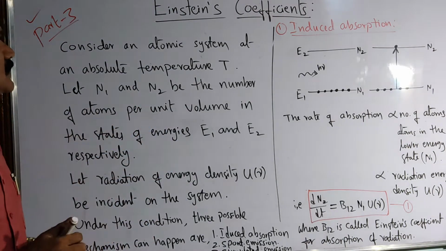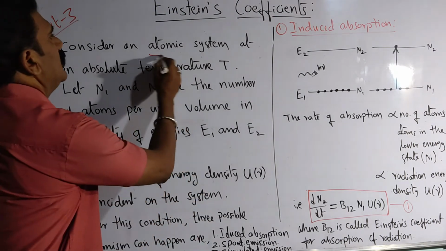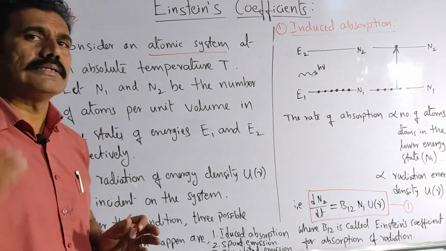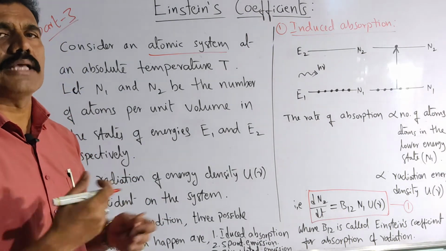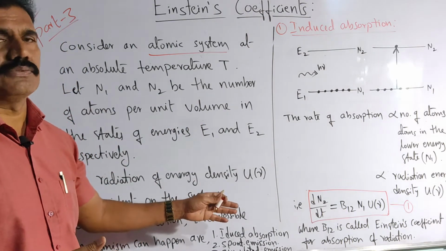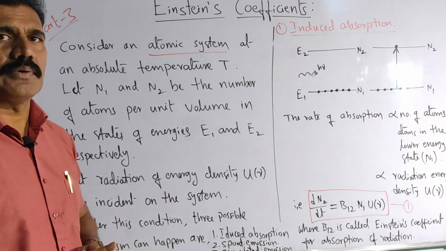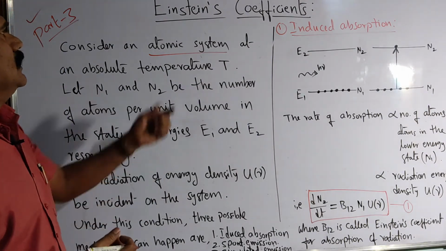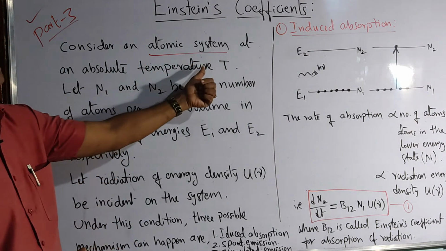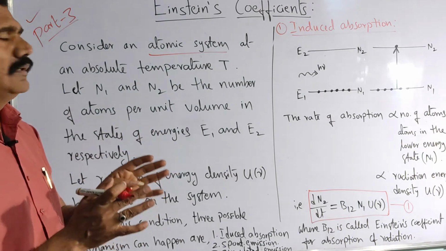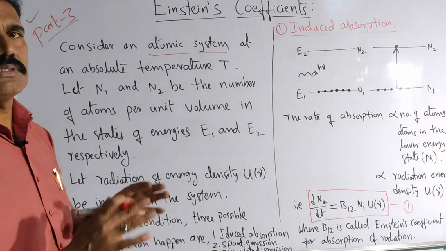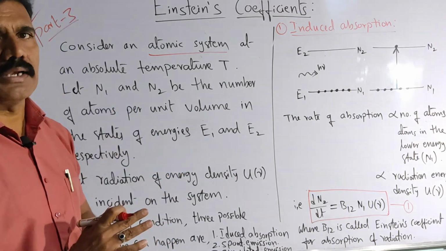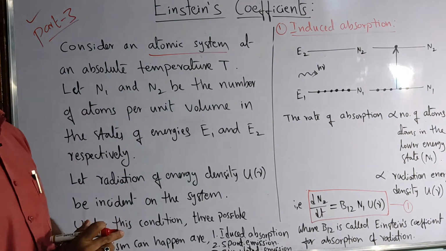For that, let us consider an atomic system. Any matter consists of a large number of atoms, and when radiation interacts with the atoms in the matter, the three mechanisms happen, as you know already. Now let us consider such an atomic system at absolute temperature T. That means none of the atoms are excited by the interaction of any radiation. Such a system must be considered in the beginning.